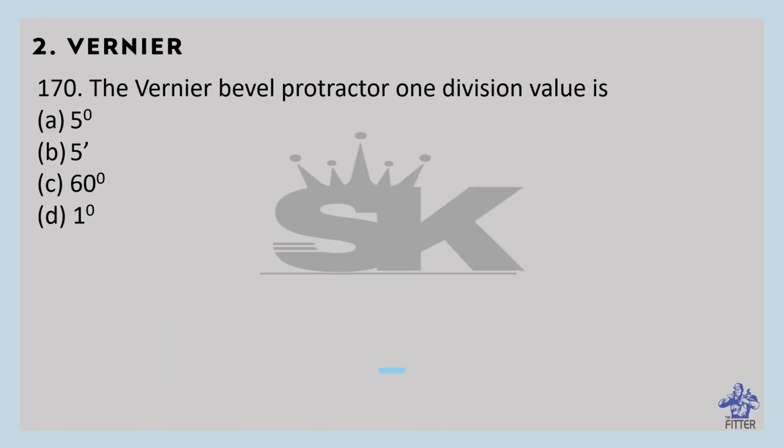The vernier bevel protractor, one division value is, so that is how much? 1 degree. Okay, vernier bevel protractor is used for measuring angles. We know that. It can be measured up to an accuracy of 5 minutes. Value of 1 division in vernier bevel protractor is 1 degree.